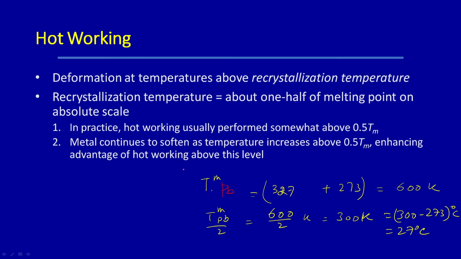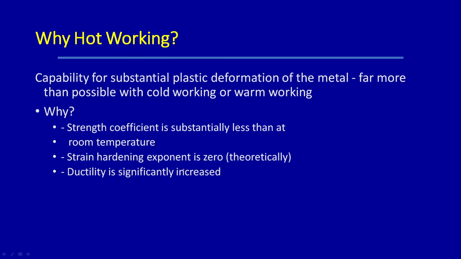So here I have given the same thing again. Hot working is above the recrystallization temperature. This is very important for you to know, why hot working is used. In practice it is usually performed above 0.5 Tm, and the metal will soften at that temperature, which enhances working. In the last lecture I showed you how to calculate this hot working temperature, Tm by 2. Hot working is useful because it decreases the yield strength of the material and increases the ductility significantly. In fact, the strain hardening exponent n becomes very small at high temperature.